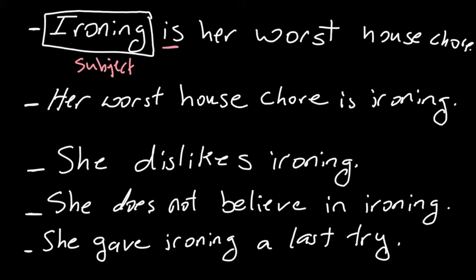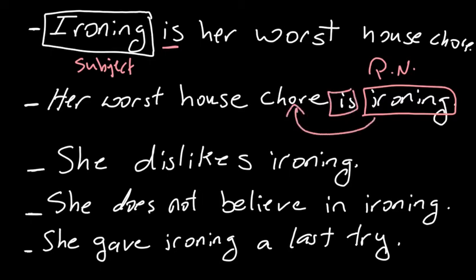In the second instance, "Her worst house chore is ironing." Again, the gerund ironing functions as a predicate nominative that follows the linking verb and renames the subject.